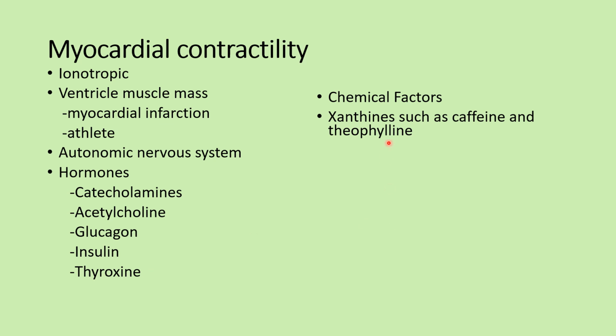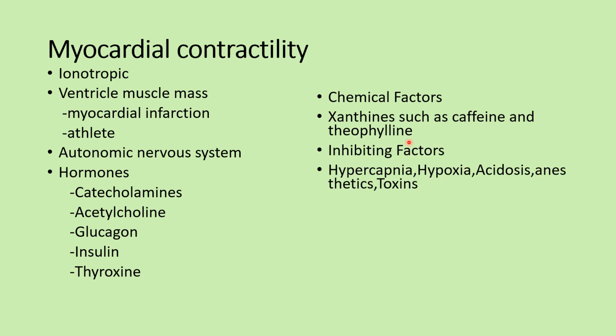Chemicals like xanthines, such as caffeine and theophylline, increase the myocardial contractility by increasing the cyclic AMP. And inhibiting factors are hypercapnia, increased carbon dioxide level, hypoxia, acidosis, general anesthetics, drugs, and toxins. These decrease the myocardial contractility.